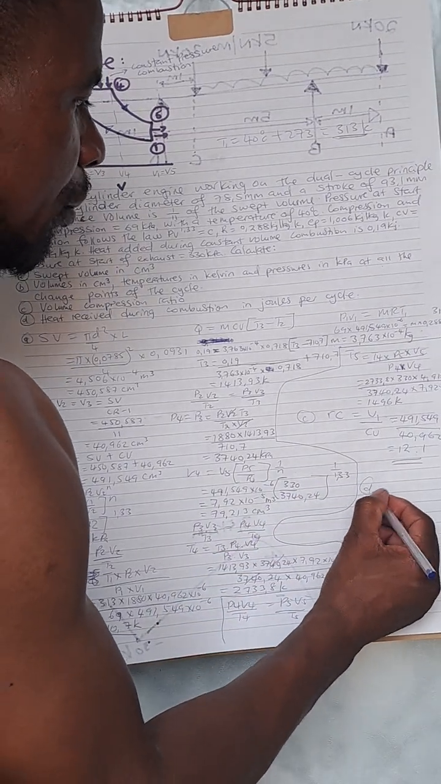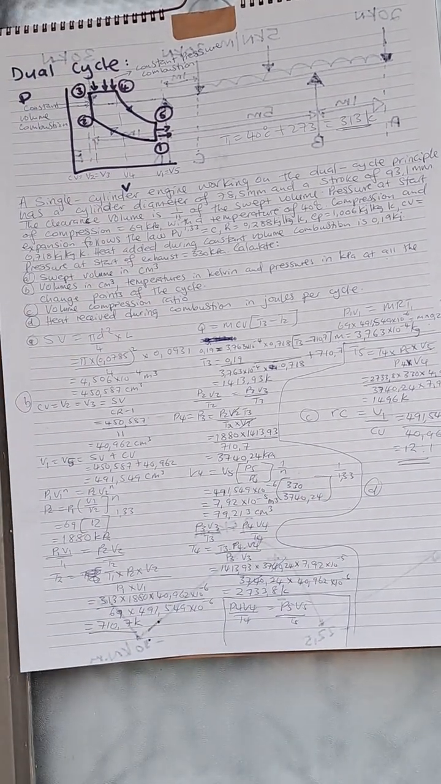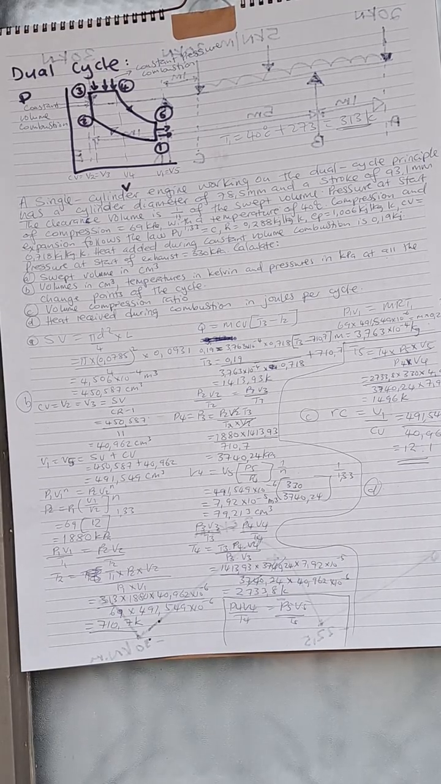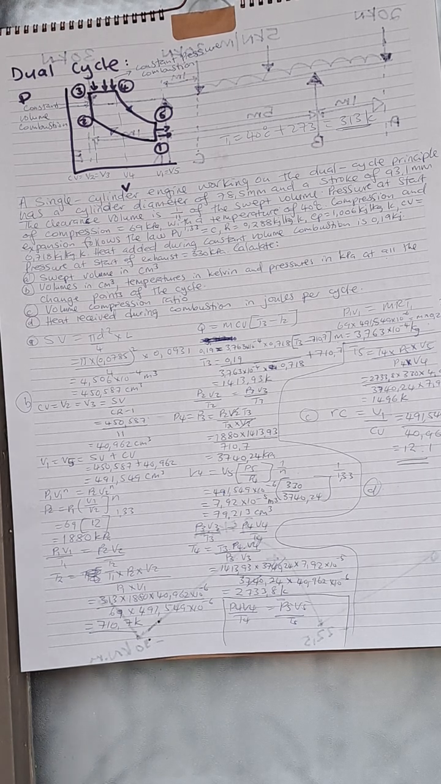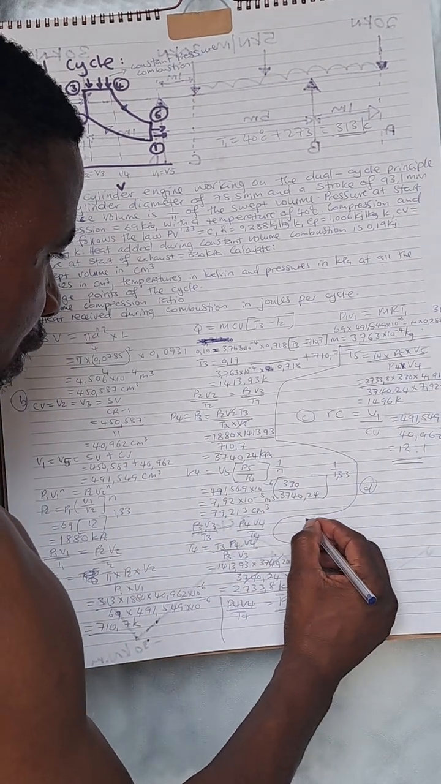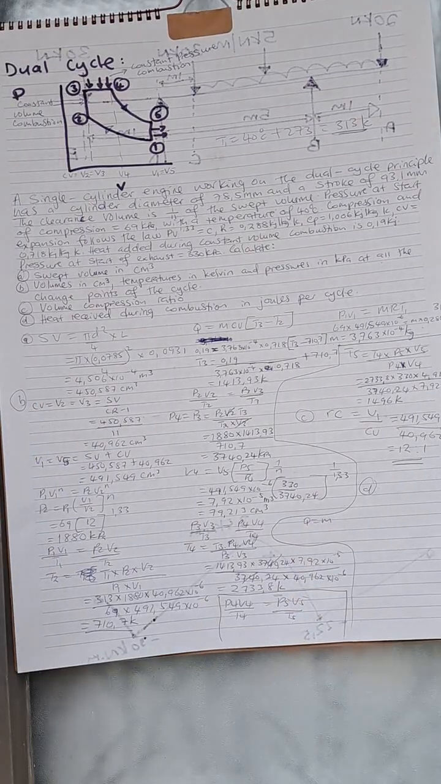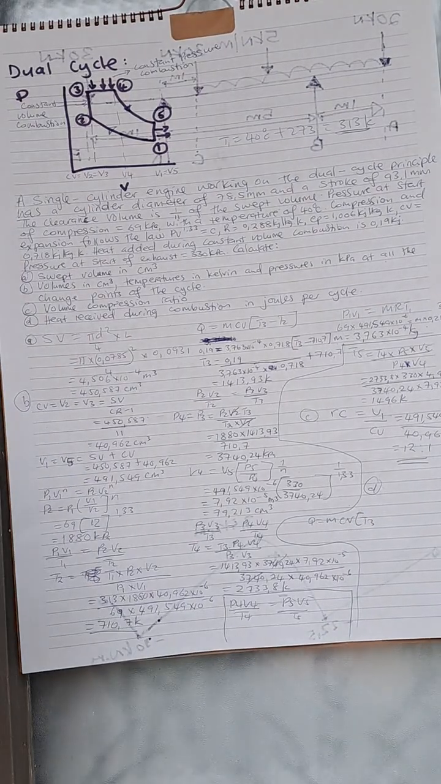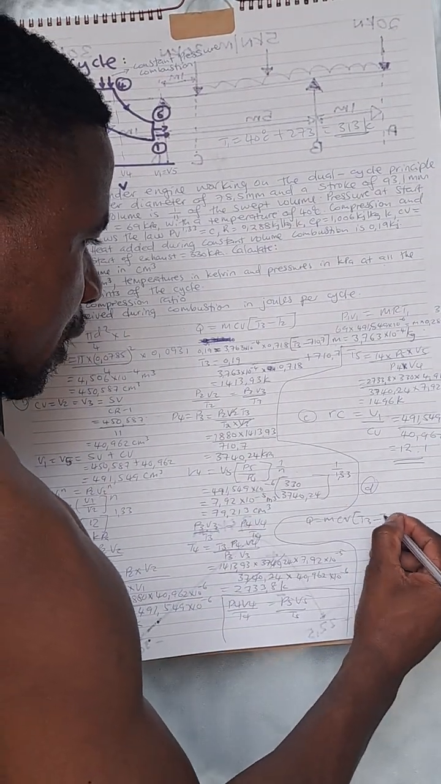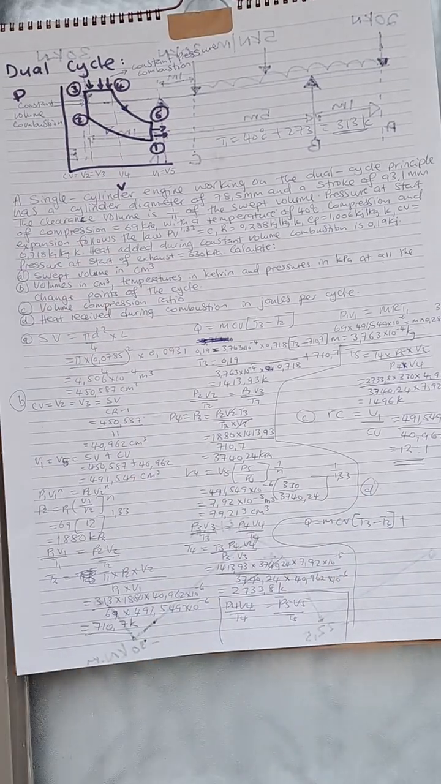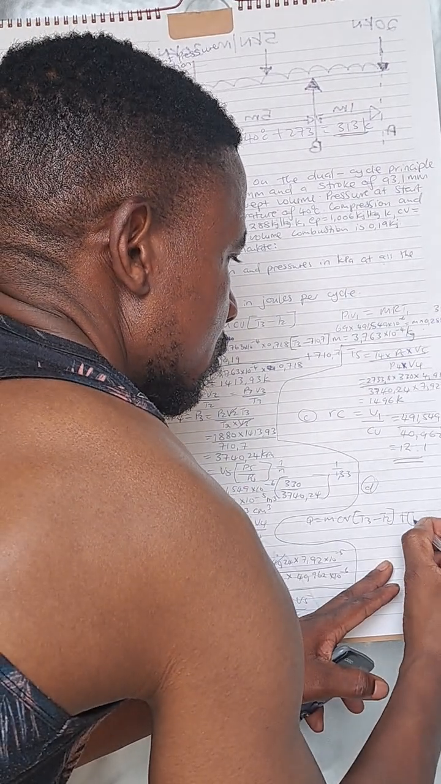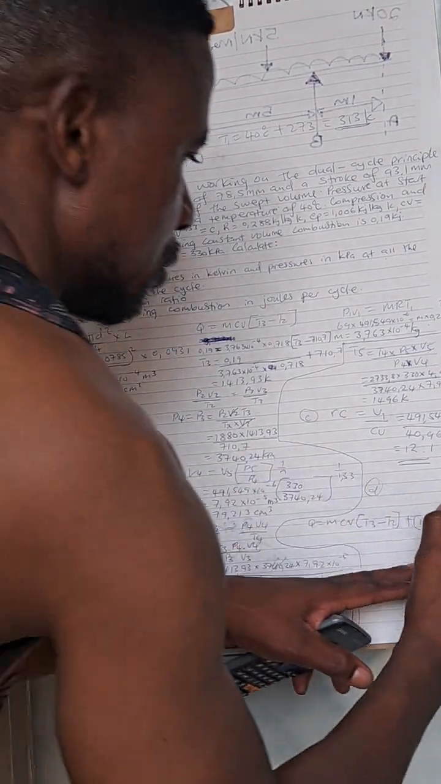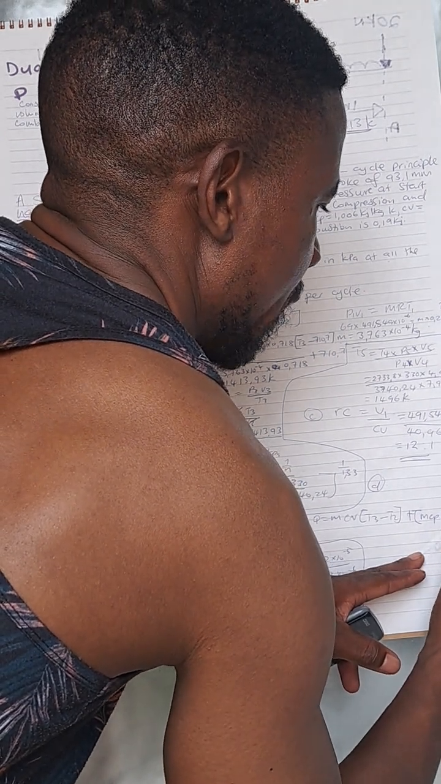And then lastly, on number D, they want us to calculate heat received during combustion in joules per cycle. So for heat, we can use our formula. Q equals MCV times T3 minus T2, plus MCP times T4 minus T3.